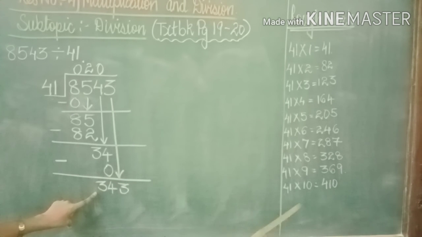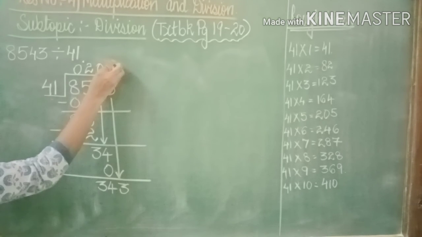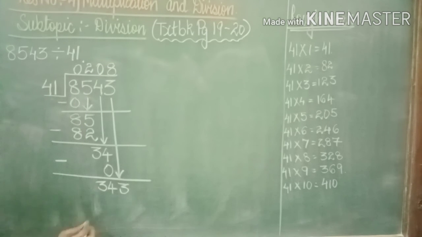And we have to see. Now 41 nines is 369, which is a bigger number, so we will not take this number. 41 eights is 328, which is a smaller number. So what will we be writing? 41 eights are 328, and we write the minus sign. And you know 343 minus 328, the answer will come as 15.